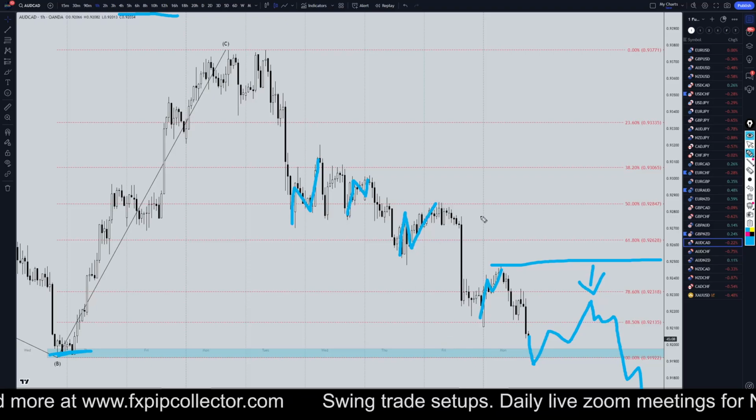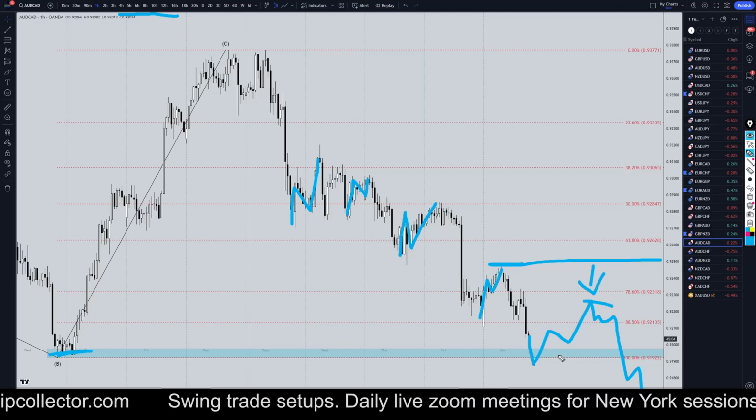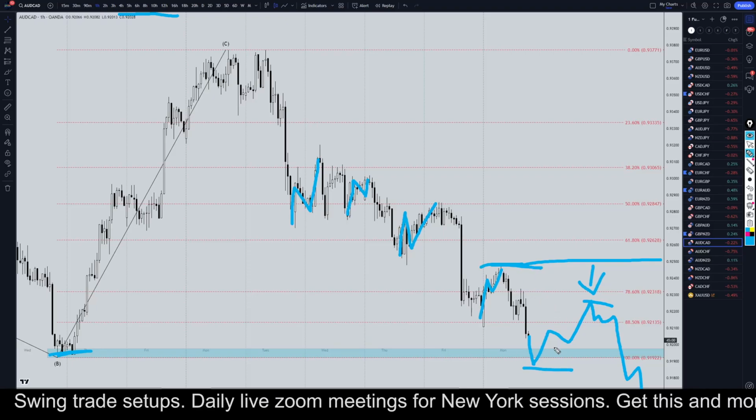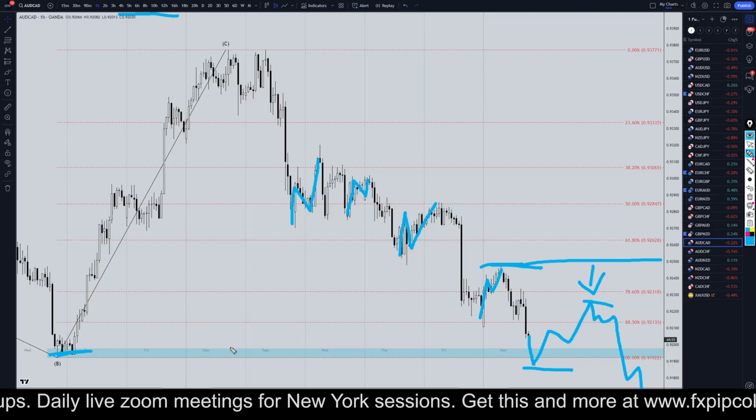So if we do see a nice 1, 2, 3 wave pullback, if we see a nice lower high, especially if it does start to make a move up, we can throw our Fibonacci retracement on here. We can look for 3 waves up. We can look for impulsive down for the continuation of this downtrend.